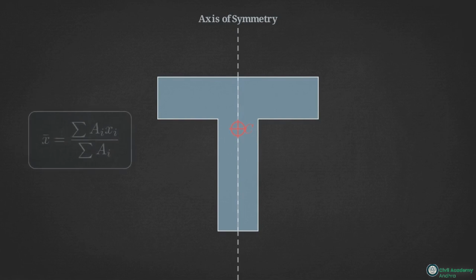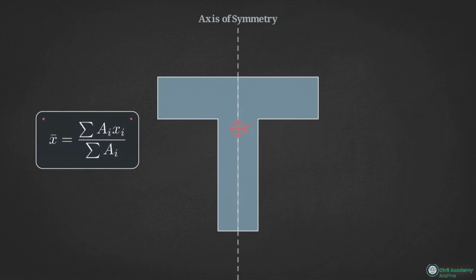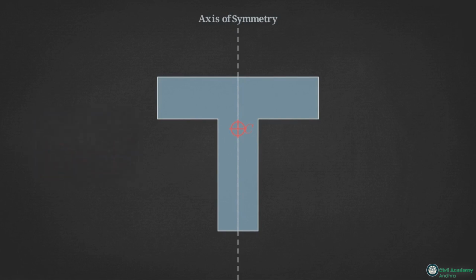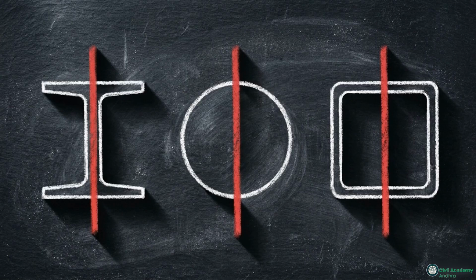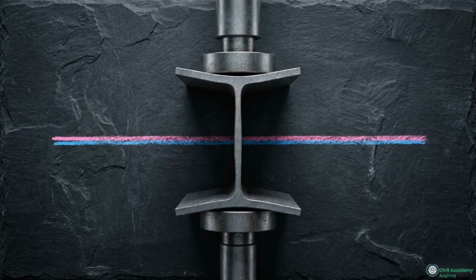For this T-section, the vertical axis of symmetry immediately defines the x-coordinate, removing the need for any complex math. Checking for symmetry is the first step in any statics problem. It defines the centroidal axis and determines where the internal stresses will be zero during bending.